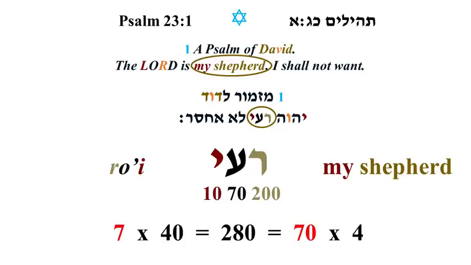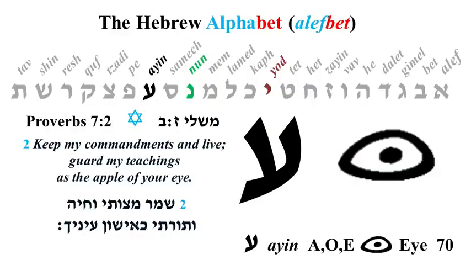Proverbs 7:2. Keep my commandments and live. Guard my teachings as the apple of your eye. Again with the eye, and it's ayineka. It's the last word in the Hebrew verse there. You see ayineka, and it ends in a final kaf. The kaf is the open palm. It's your. The yod is my at the end. Kaf at the end is your eye. And the apple of your eye is your pupil. Okay? Right, that little black center there.